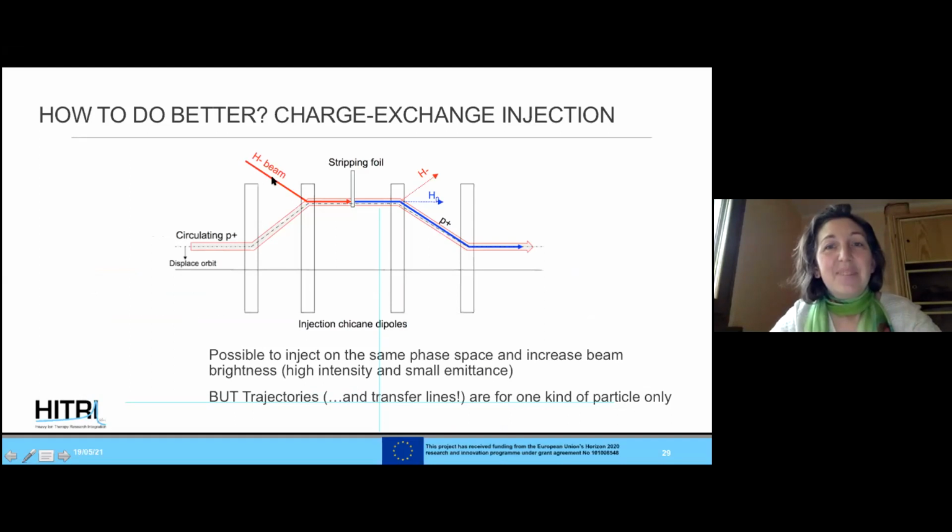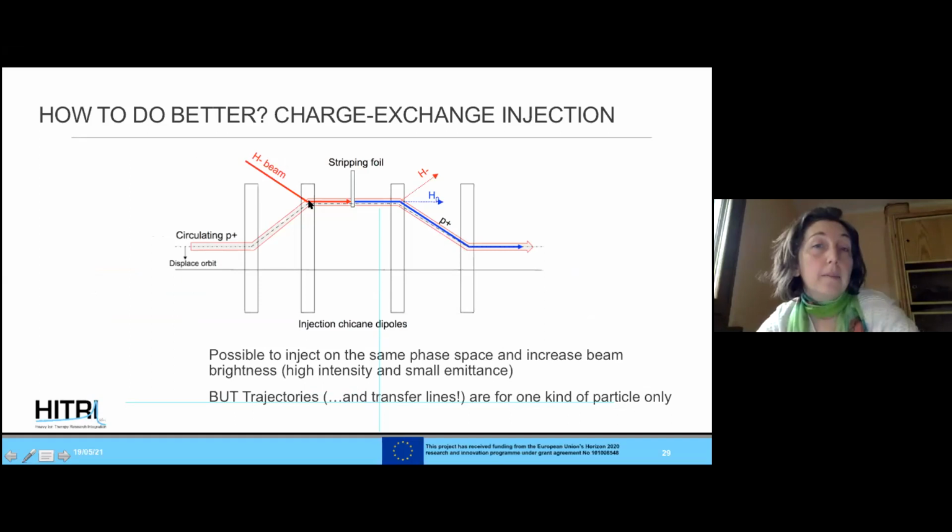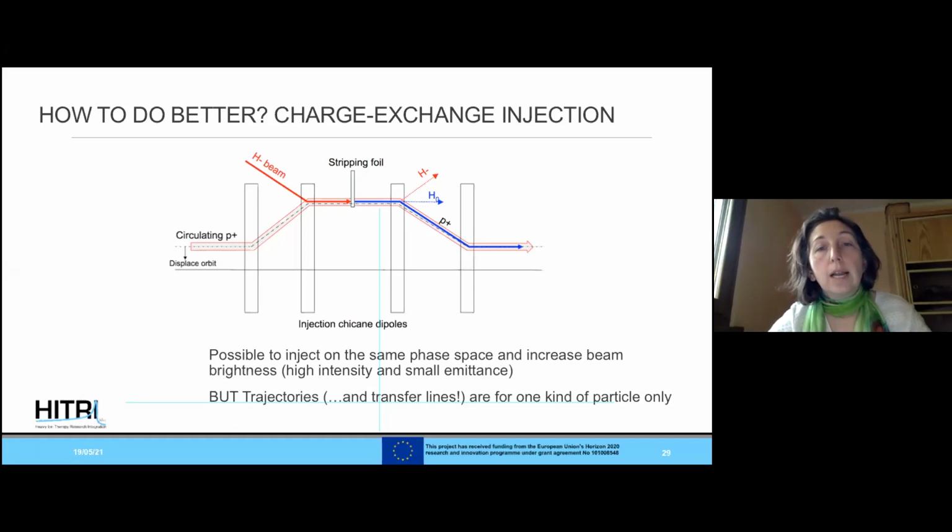Okay, done. Then you have an incoming beam, which is not protons, but H minus. H minus has a different charge, therefore it's bent in the opposite way. But then at some point there is a stripping foil which strips out the 2 electrons of this beam and transforms it into protons that can therefore join the same beam as before. Like this, you can always inject in the same space and obtain very, very bright beams. But there are some other things that do not allow us to use it in our machines.